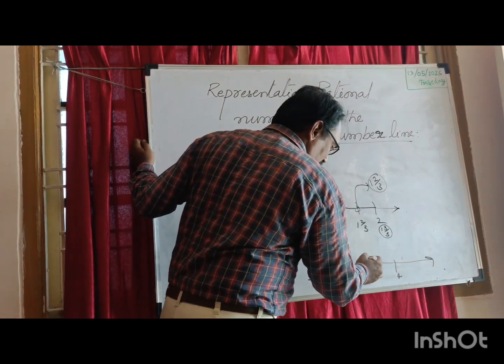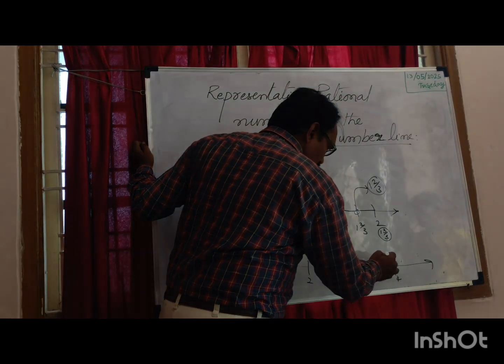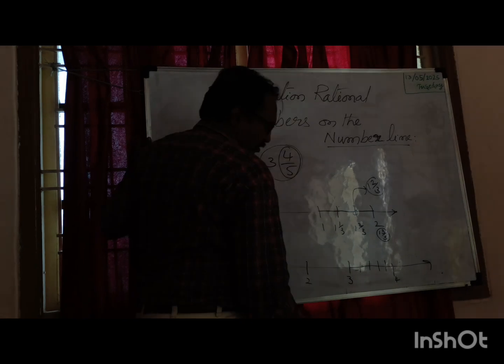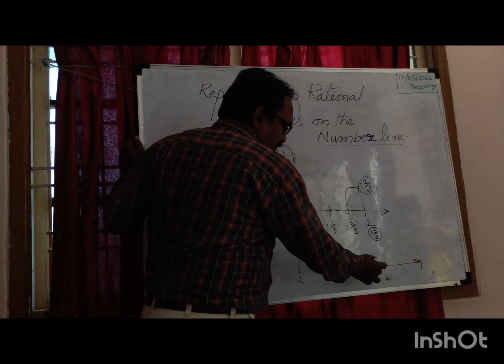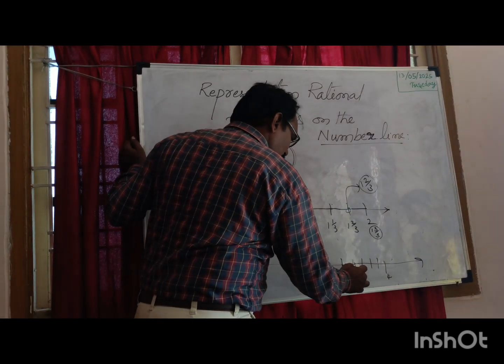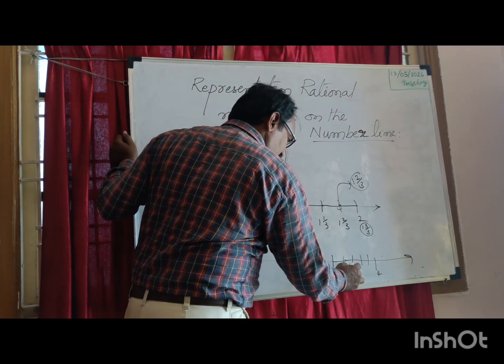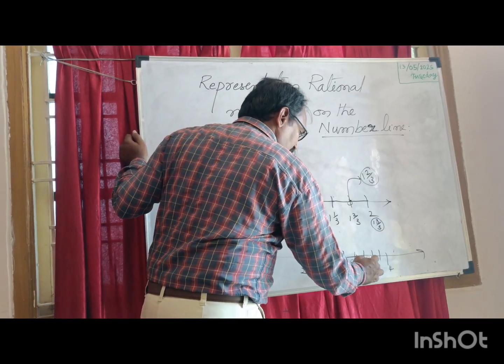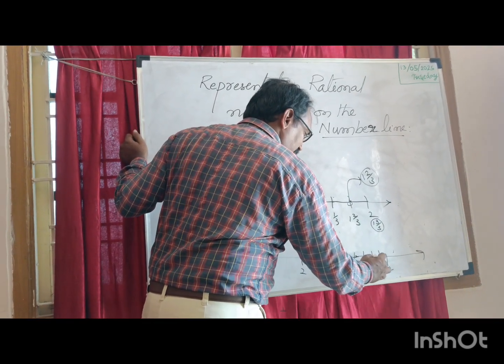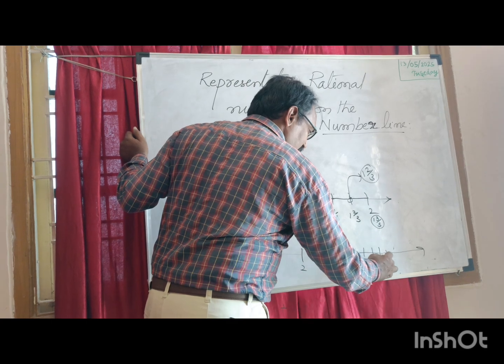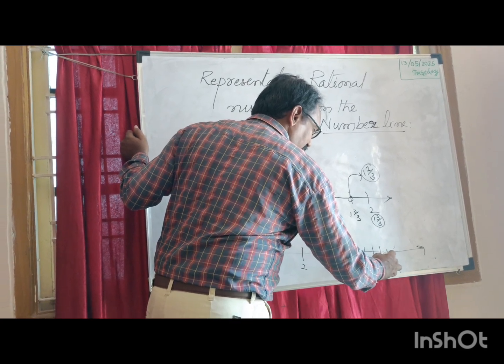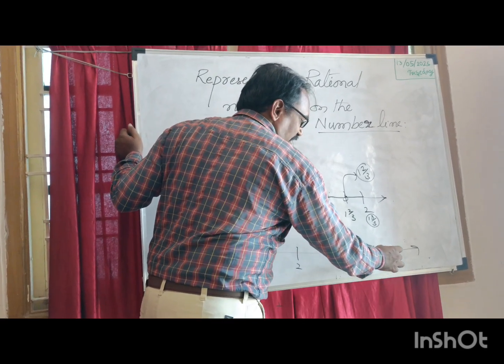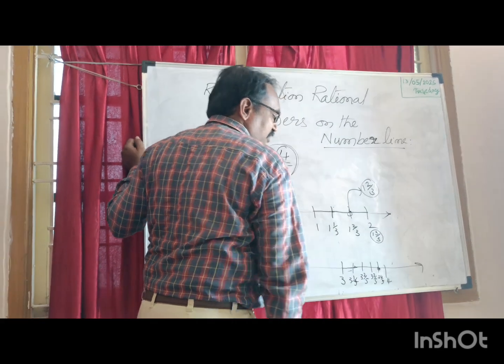5 equal parts means, let's say 1, 2, 3, 4 and 5. See there, 1 part, 2 parts, 3 parts, 4 parts, 5 parts. So it can be 3 1/5. This is 3 2/5. This will be 3 3/5. This will be 3 4/5. This is 3 5/5. So this is the number which we want.